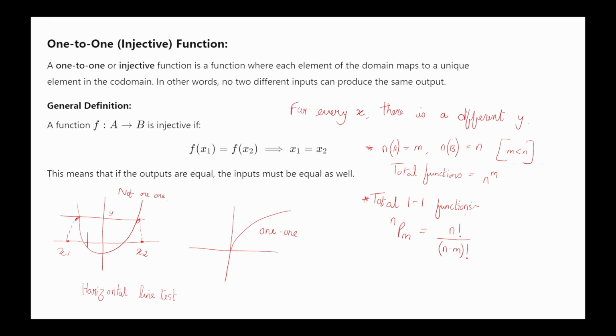Now this is the case when my n is greater than my m. Now what if my m becomes greater than my n? That means the number of values in my set B is more than the number of values in my set A. That means mapping cannot be possible for all, right? So the number of functions would simply become 0. I wouldn't have any function possible in that case.